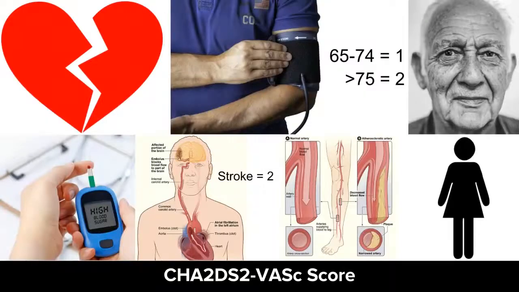Here's a picture showing the CHA2DS2-VASc score. These are the risk factors for stroke. Starting with the upper left picture, we have congestive heart failure, hypertension, age more than 75, which is given 2 points, age 65 to 74, which is given only 1 point, and then in the lower left picture, we have diabetes, then stroke, which is also given 2 points, then we have vascular disease, and finally, female sex.